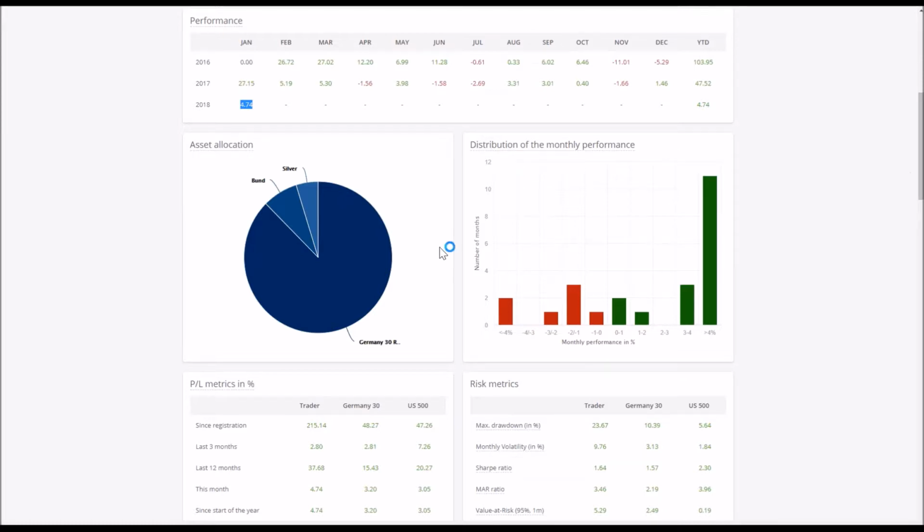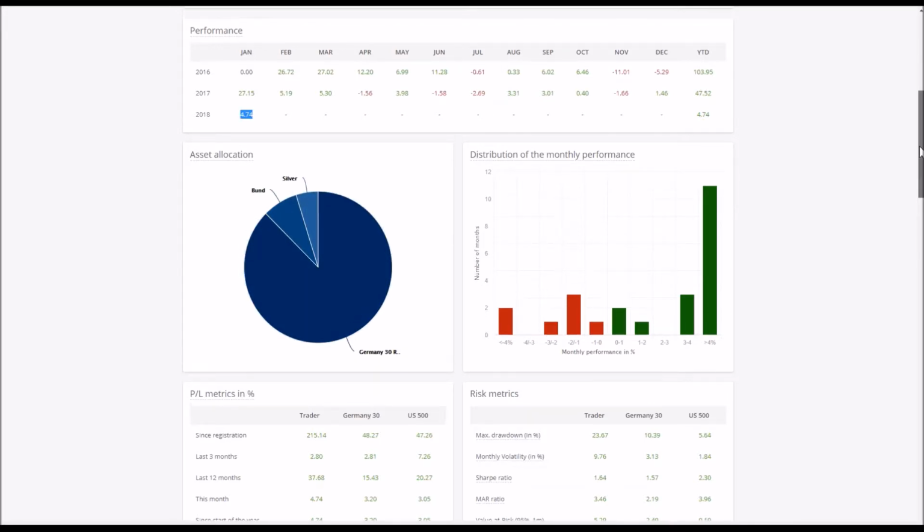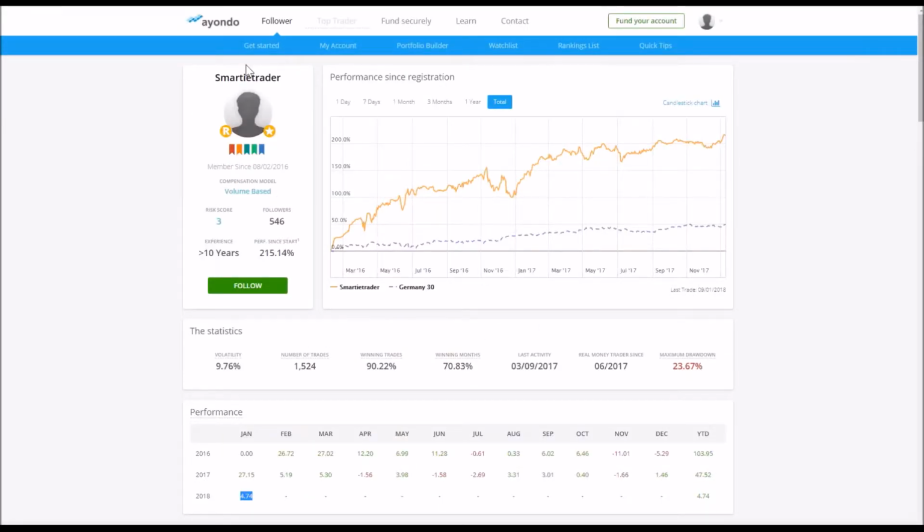But we can see with this one, 87% of it has been in the DAX. So 87% of trades have been the German 30 index, the DAX, the German stock market index, a bit on the Bund, a bit on German bonds, and a little bit on silver as well. Okay, so that's a bit of information. Let's just flick back and have a look at someone else.